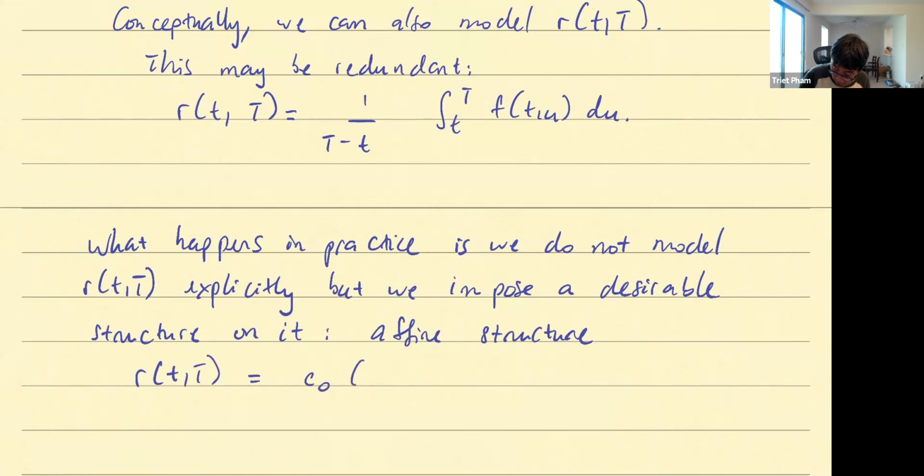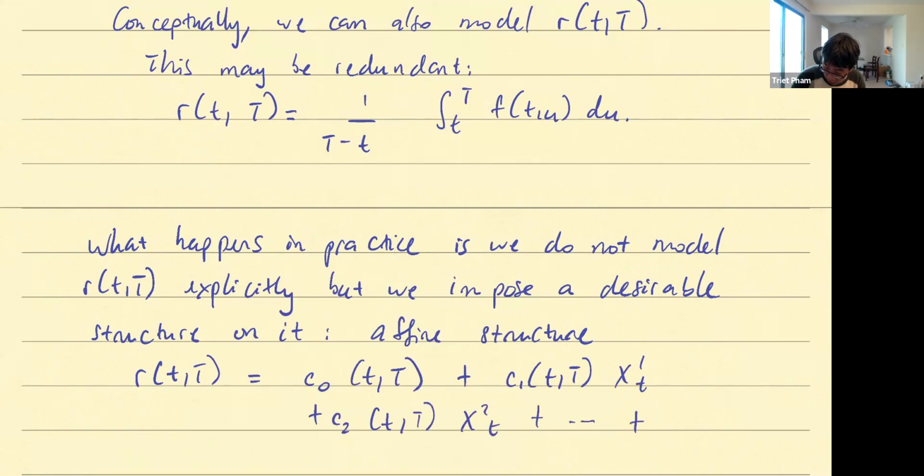Maybe I have a constant term, which depends on the two times, and then I have this. You just say that your yield is a combination of these guys, which are called factors.